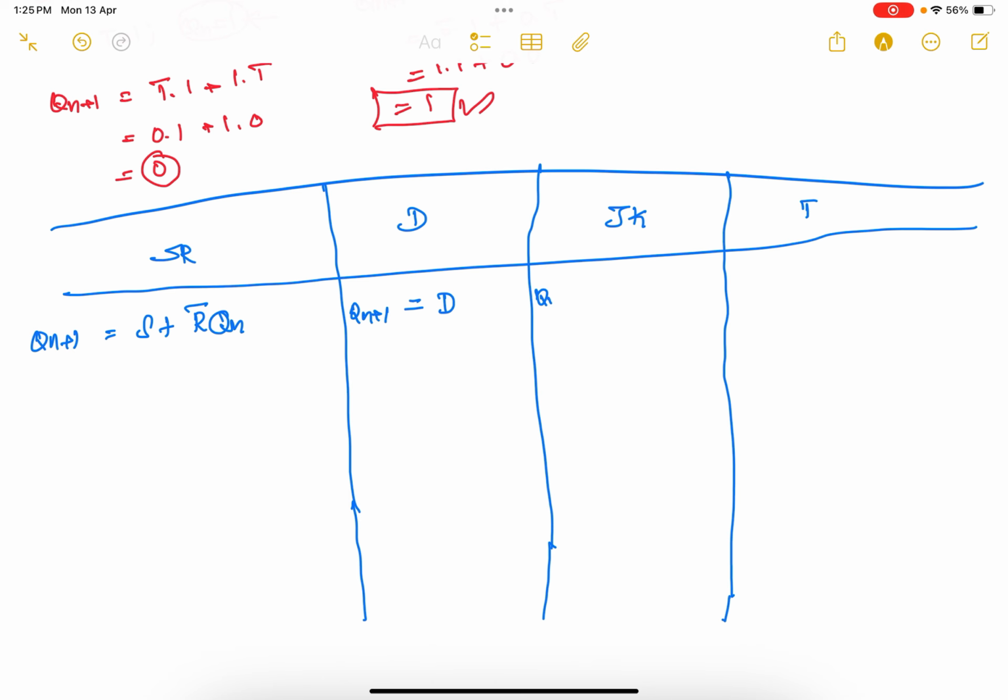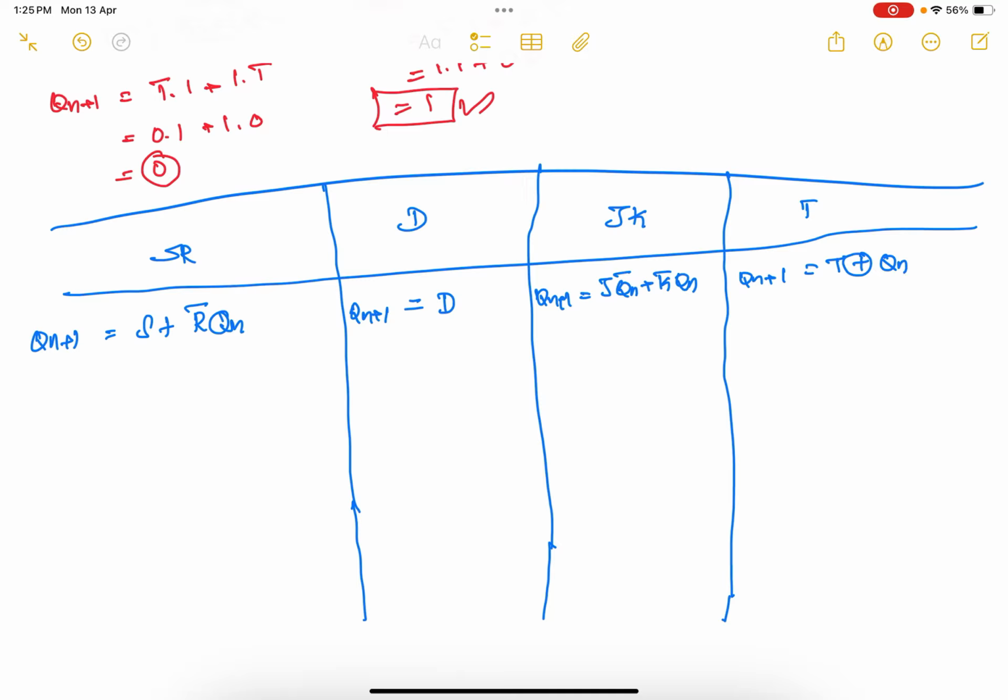In your JK, the next state is J into Q dash n plus K dash into Qn. And for the T flip-flop, the next state is nothing but T XOR of your present state. This is your next state.